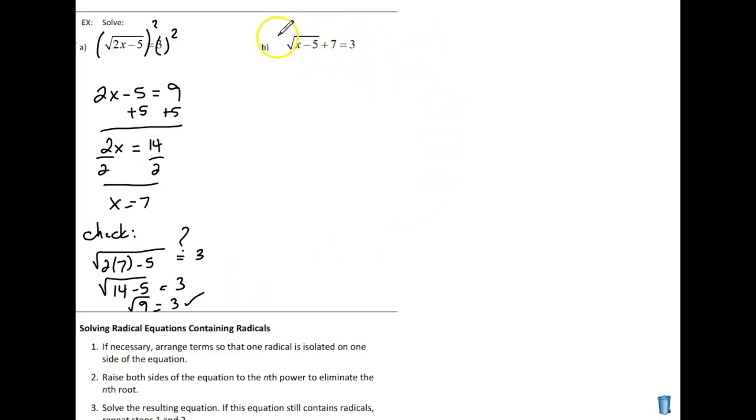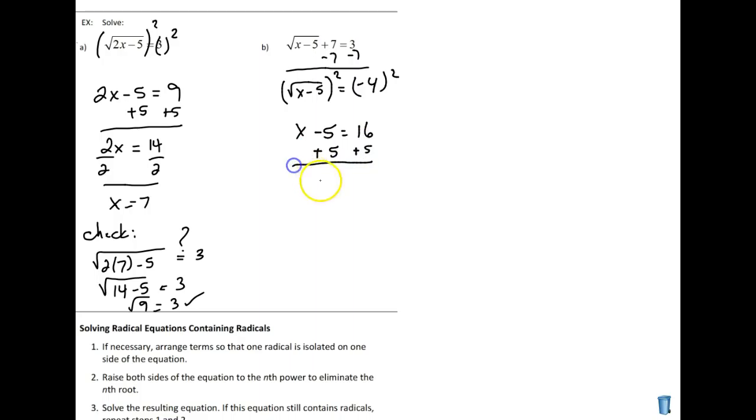Now, you cannot raise to a power of 2 until your square root is by itself. So the first thing I need to do here is move this 7, because it's keeping my radical from being by itself. Now I'm going to have the square root of x minus 5 equals negative 4. And now we're going to raise both sides to the power of 2. So I get x minus 5 equals 16, and when I solve, I get x equals 21.